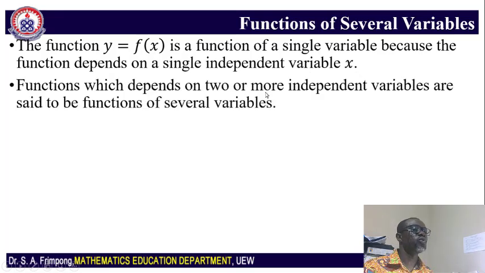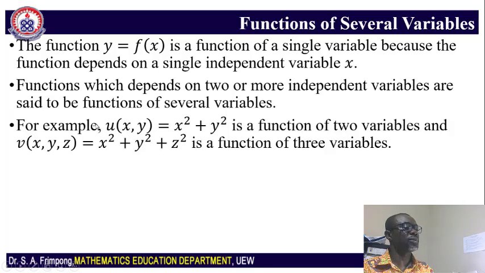Functions which depend on two or more independent variables are said to be functions of several variables. For example, u(x, y) = x squared plus y squared is a function of two variables. V(x, y, z) is a function of three variables.